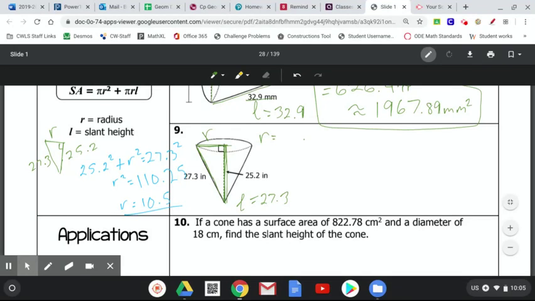All right, so picking up where we left off, we found out from the Pythagorean theorem, because it's a right triangle, that our radius is 10.5. So now we have to plug everything into the surface area formula.